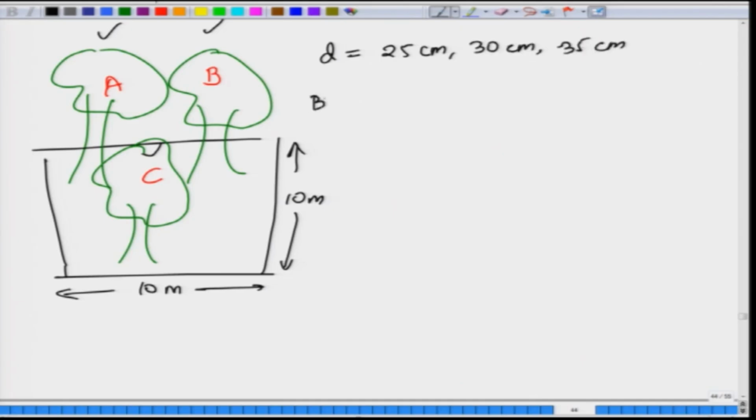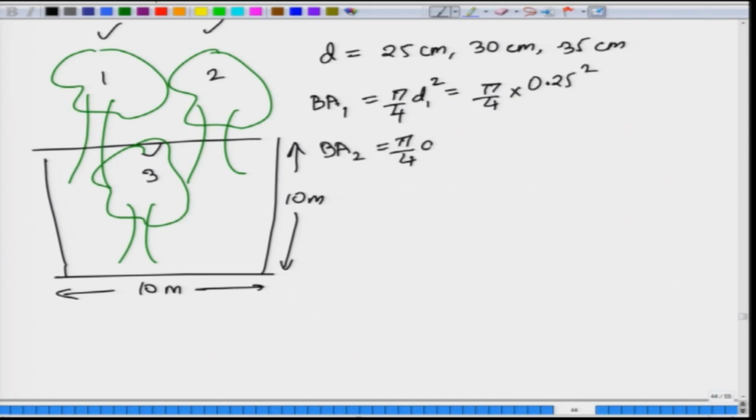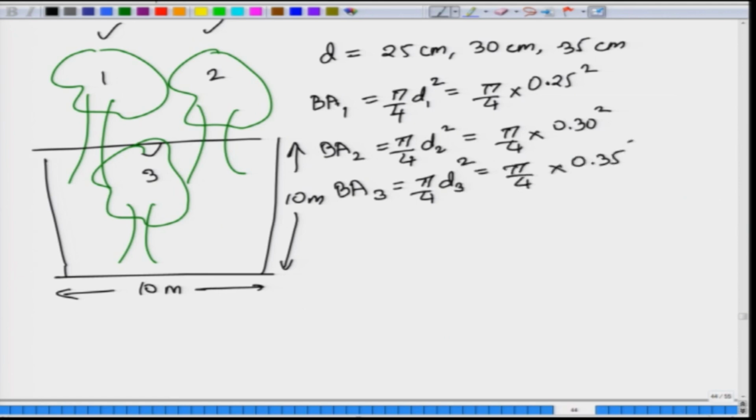So, the basal area of the first tree, let us call them tree 1, 2 and 3. Now, the basal area of the first tree is given by pi by 4, d1 square, is pi by 4 into 0.25 meter square, since 25 centimeter is 0.25 meter. The basal area of the second tree is given by pi by 4, d2 square, is pi by 4 into 0.30 square, and the basal area of the third tree is given by pi by 4, d3 square, is pi by 4 into 0.35 square.